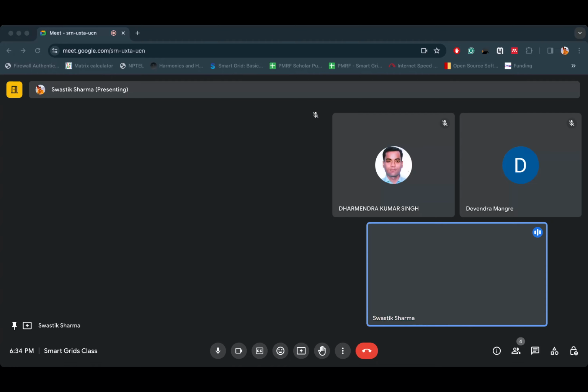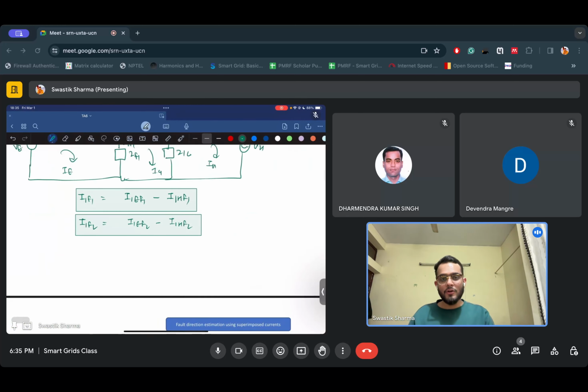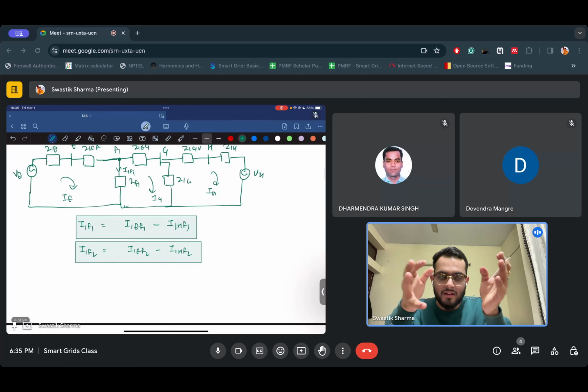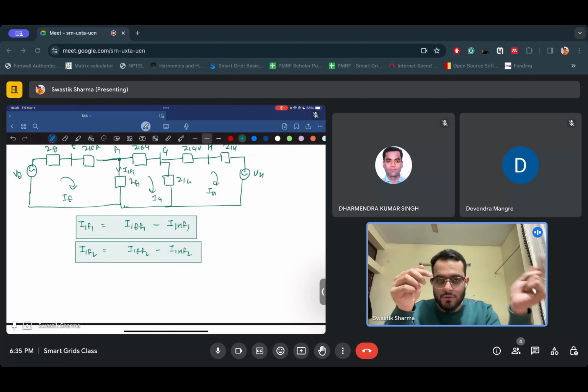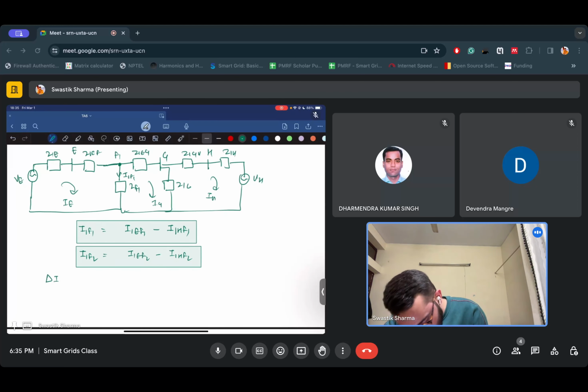Now, what do we do? Even if we have it, what is the thing that we can derive from it? So now we want to be able to calculate how the direction will look. If I say a fault happened at F1, the flow of current will be towards F1, right? So if the pre-fault current is flowing from G to H, how will it look? It will look like the reverse direction. So what you can do is calculate the difference of these two fault currents. So delta I1 F1 will be something like this, and delta I1 F2 will be something like this.